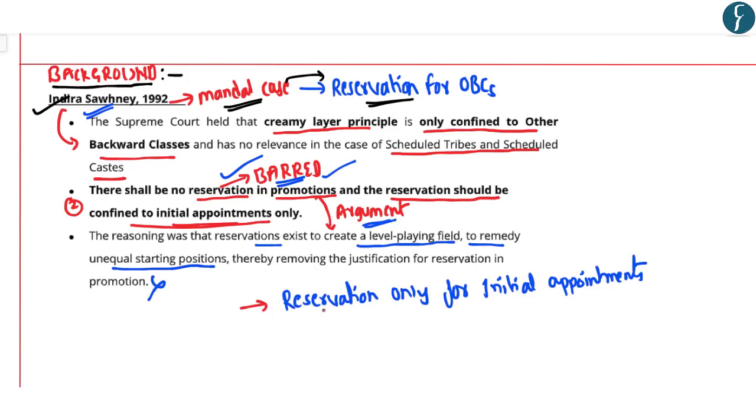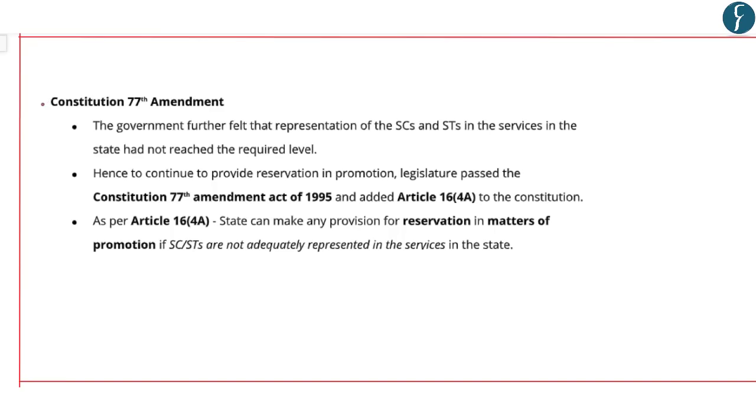Thus, as discussed, the Supreme Court provided for reservation only for initial appointment for both OBCs as well as scheduled castes and scheduled tribes, and barred reservation with respect to promotions. So in response to the Indira Sahni case, the Parliament passed the Constitution 77th Amendment Act because the government felt that the representation of scheduled castes and scheduled tribes in the services had not reached the required level.